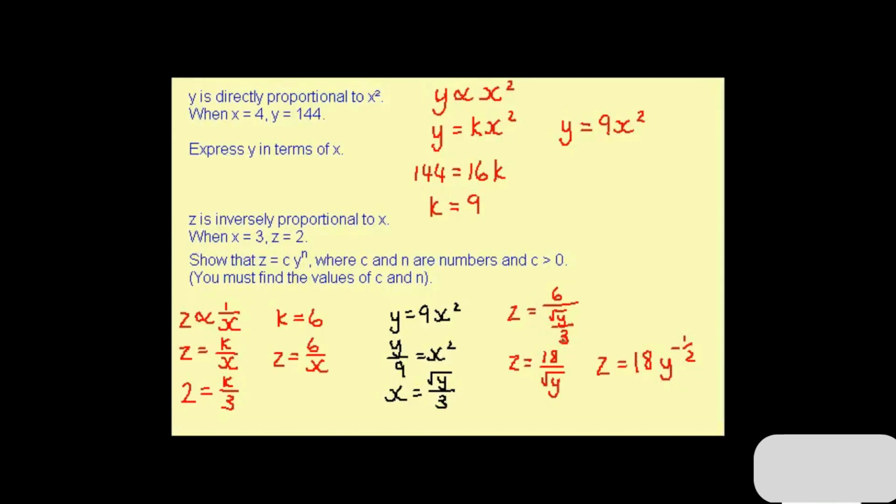Now, to work this out, we have 6 over 1 divided by root y over 3. This is 6 over 1 times 3 over root y, giving us 6 times 3, 18, 1 times root y, root y. The question asks me to give my answer in the form c times y to the power of n, so I just need to rearrange this. C is going to be the 18. 1 over root y can be rewritten as y to the power of minus a half. So we have 18y to the power of minus a half. C is 18 and n is minus a half.